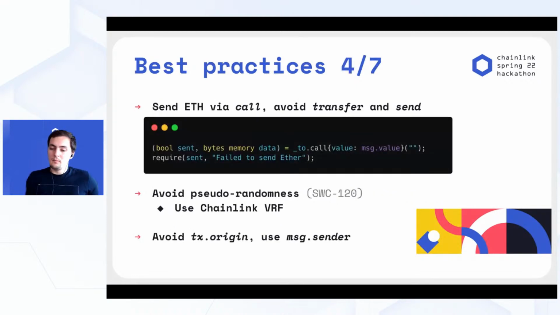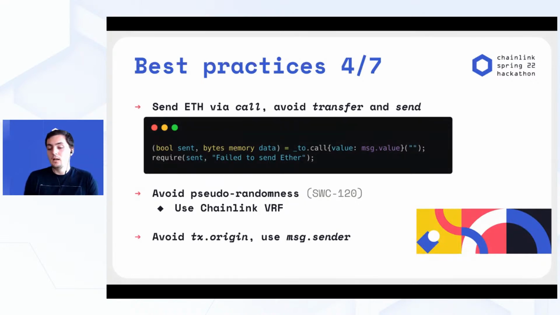Then about sending Ether or any native coins. So this will be Matic for Polygon. From 2019, the only recommended way to send coins is using call and not transfer or send. So please avoid transfer and send because they're vulnerable. Just send ETH via call. And here you can see a simple code snippet of how you can do it. It's pretty simple, pretty straightforward. So send native coins, ETH, using this way.